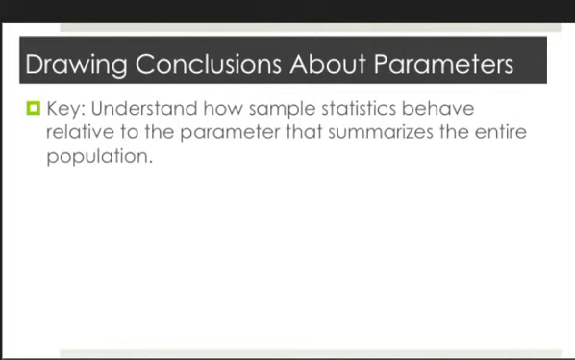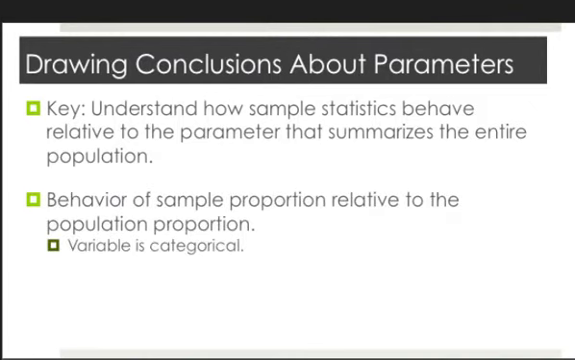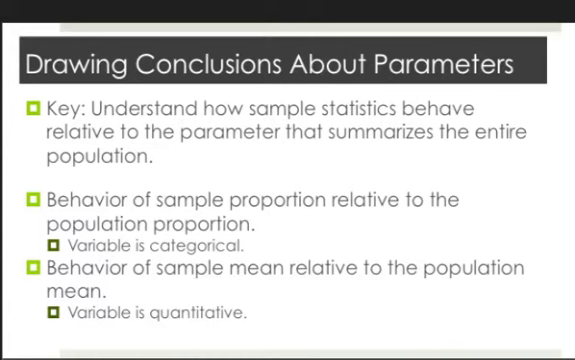A key idea here is to understand in general how sample statistics behave relative to the parameter that summarizes the entire population. In other words, what's the relationship between samples and proportions? When we look at the behavior of a sample proportion relative to the population proportion, this is the case where our variable is categorical. On the other hand, in a later video, when we look at the behavior of a sample mean relative to the population mean, our variable is quantitative. In this video, we'll focus on this first one, the behavior of the sample proportion.